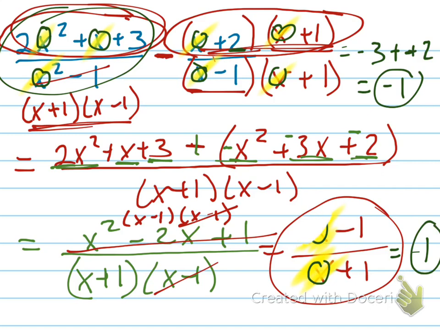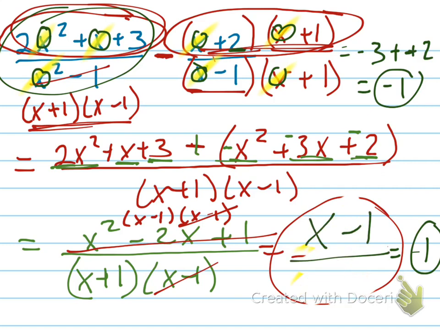So what is your correct answer again? It's x minus 1 over x plus 1. x minus 1 over x plus 1, and you know you did it right because you checked it.